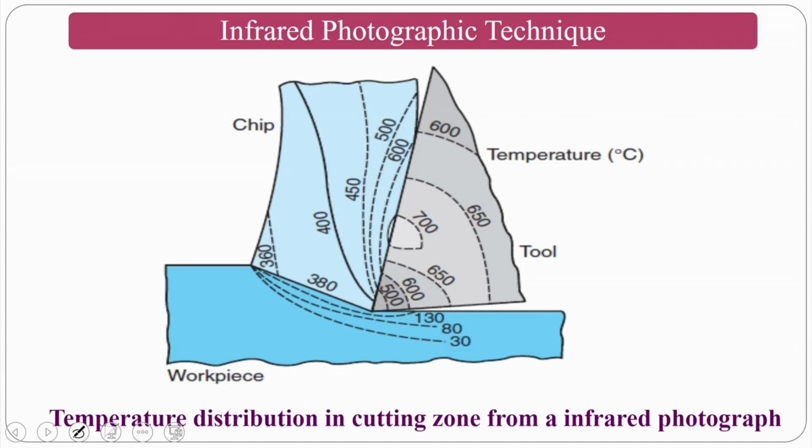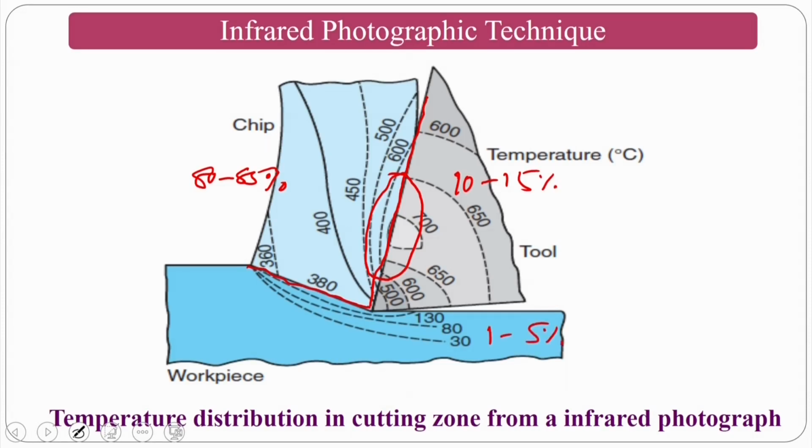Another one is the infrared photography technique, where if you are machining and using this, you can see the temperature regions using the colors that are captured in the infrared. Okay, temperature distribution in the cutting zone from the infrared. Normally the highest temperature will be recorded at the chip-tool interface, even though the highest heat is generated in the shearing zone, because the chip is taking 80 to 85% of the heat and the tool is taking 10 to 15%. Here the workpiece is taking 1 to 5%.